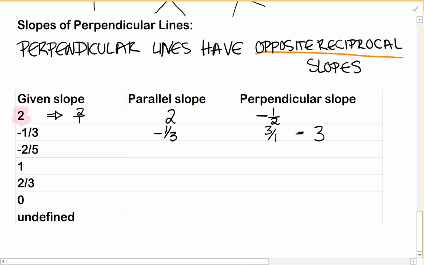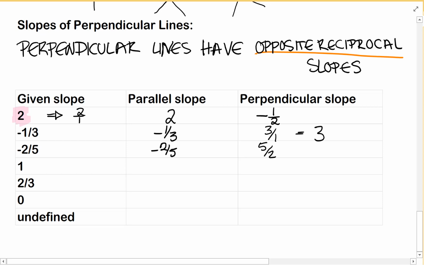Negative 2 over 5. What's the parallel slope? It's negative 2 over 5. Parallel lines have the same slope. And then a perpendicular slope is the opposite reciprocal. Change the sign from negative to positive, flip the fraction, 5 over 2.